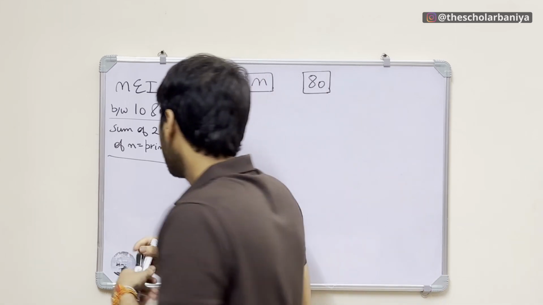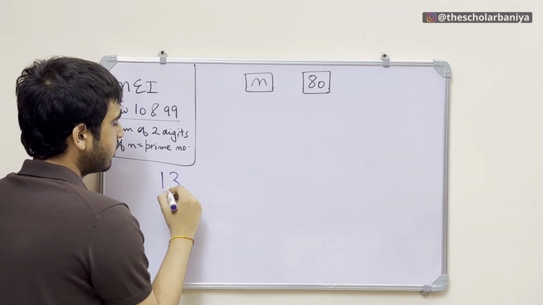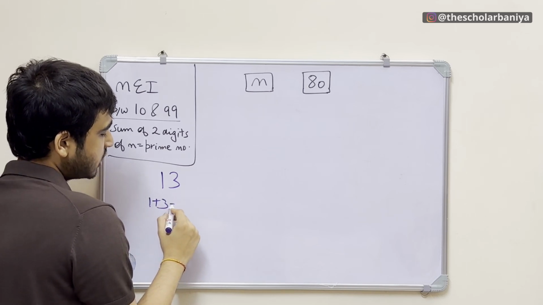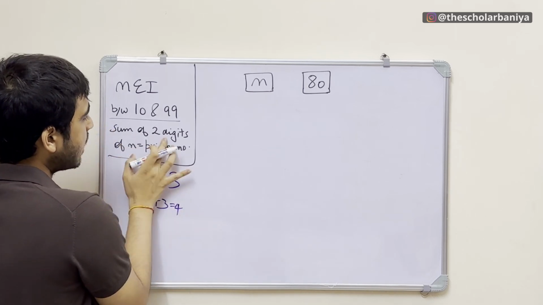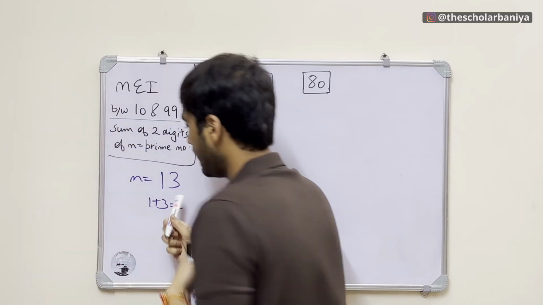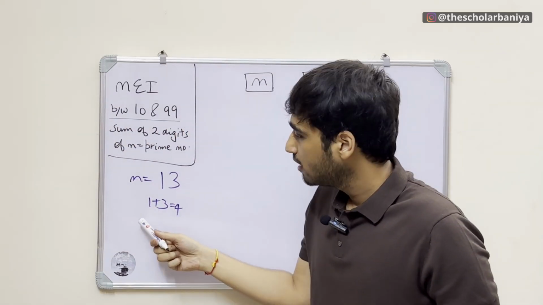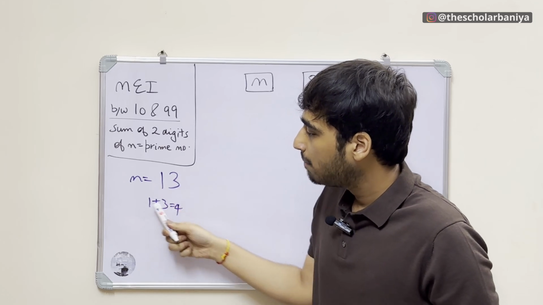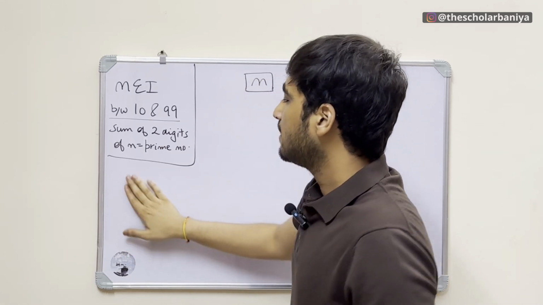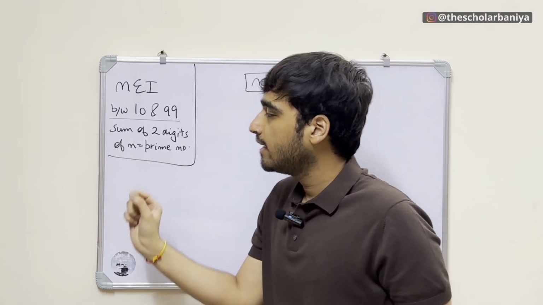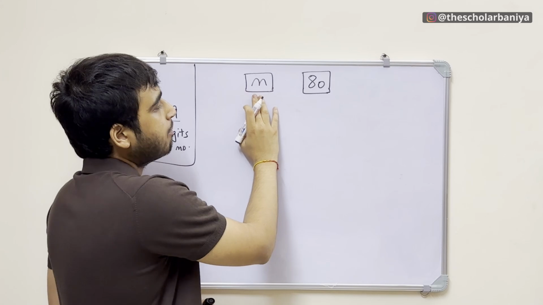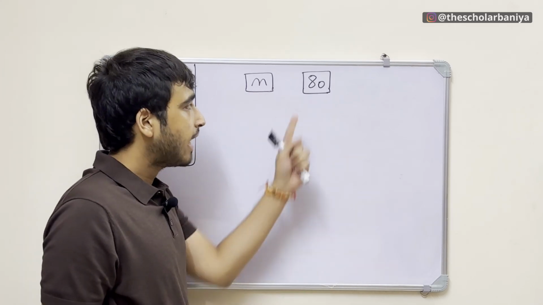What does this mean? This means, for example, if 13 is a number, the sum of the two digits means 1 plus 3, which is 4. So this is what the sum of two digits of n is. For example, if n is equal to 13, the sum of two digits means 1 plus 3, which is 4, right? So we are given in the question that the sum of two digits of n is a prime number. And now we have to compare the value of n and 80.